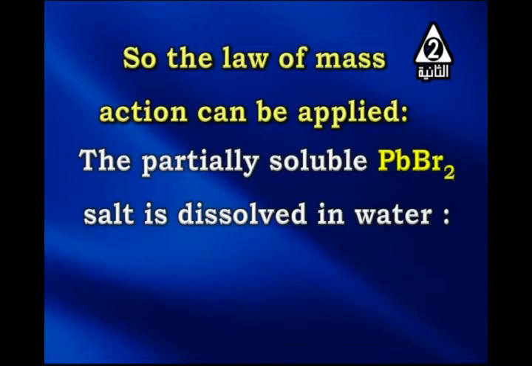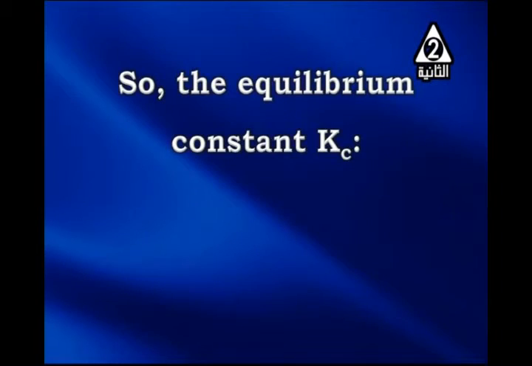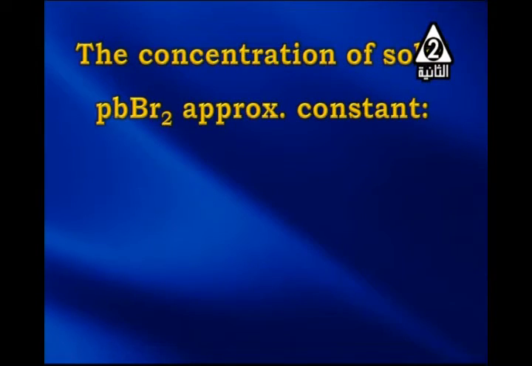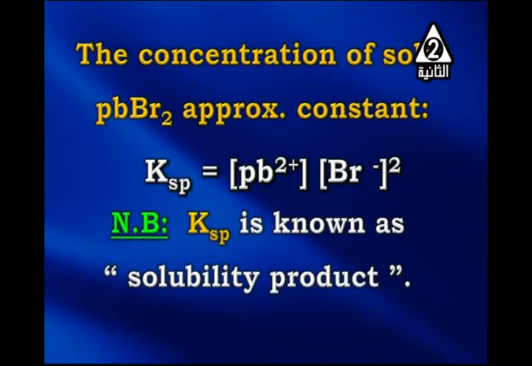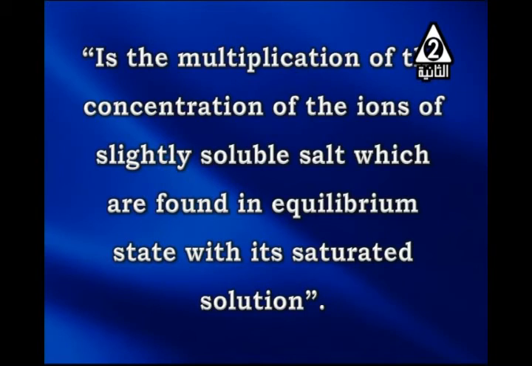So the partially soluble lead bromide, for example, when dissolved in water, will be in equilibrium with its lead ions and bromide ions. So the equilibrium constant Kc for this equation equals the concentration of lead ion times the concentration of bromide ion squared over the concentration of lead bromide. As we know, the concentration of solid lead bromide is approximately constant, so we don't write it in the equation of the equilibrium constant. So the equilibrium constant Ksp equals the concentration of lead ions times the concentration of bromide ions power 2. Note that Ksp is known as the solubility product. Here, the solubility product can be defined.